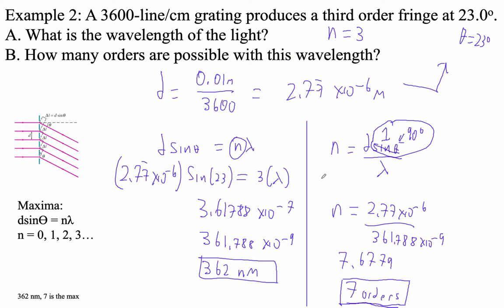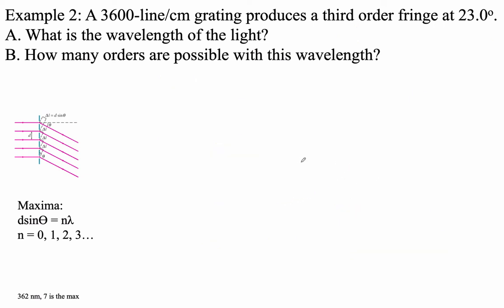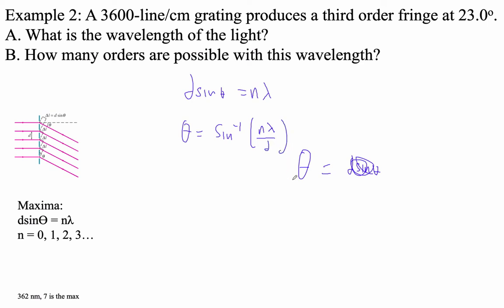Because for the maximum angle, it's d sine theta equals n lambda. So theta is inverse sine of n lambda over d. And so if this number ever gets bigger than 1, you're in trouble. Just saying.